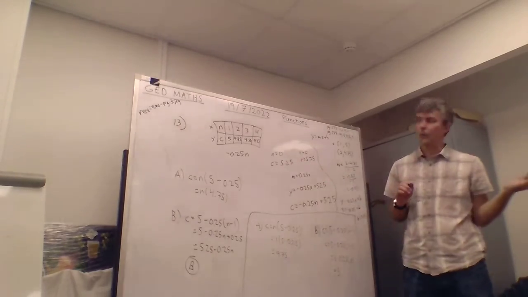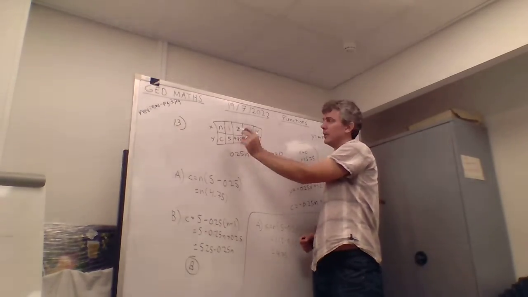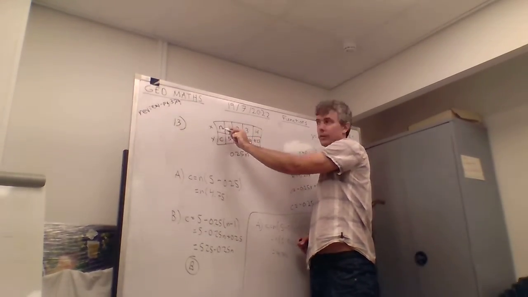Or what I said was, well, I see the pattern going this way, right? It goes down by 0.25 every time. So if I just go back by 1, back to 0, it'll go up by 0.25.